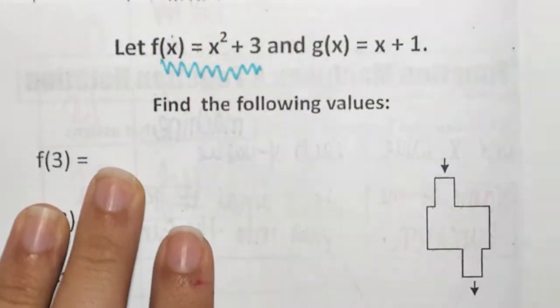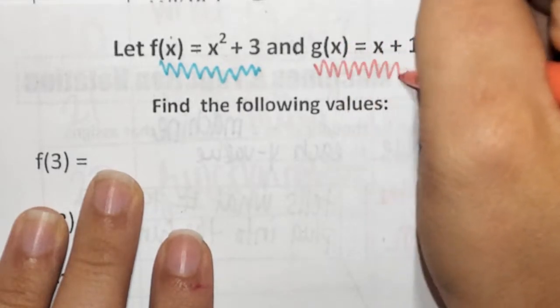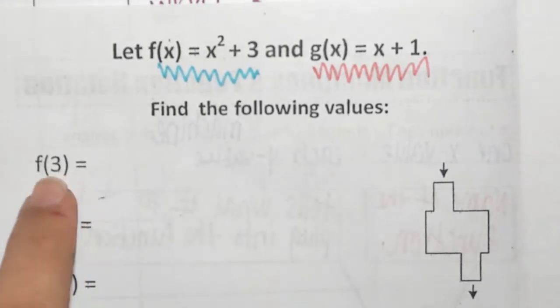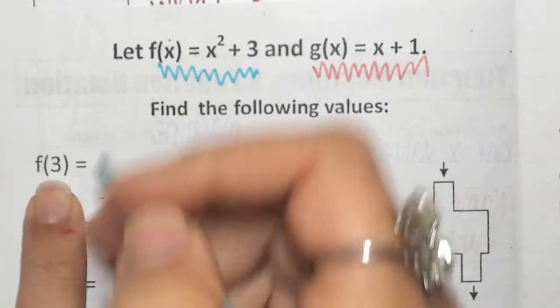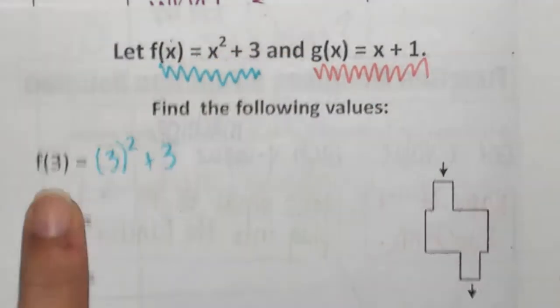So, we're going to do our f function. I'm going to do this one in blue so we can keep up with it. And I'm going to do this one in the peachy color. And all we're going to do is plug it in. So since x is replaced with 3 this time, I'm going to write 3 squared plus 3.